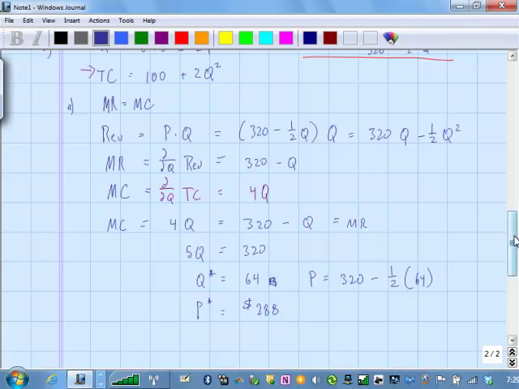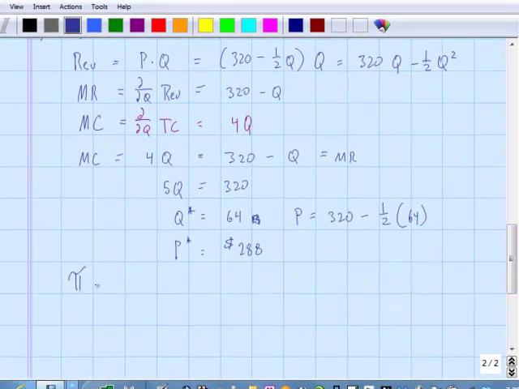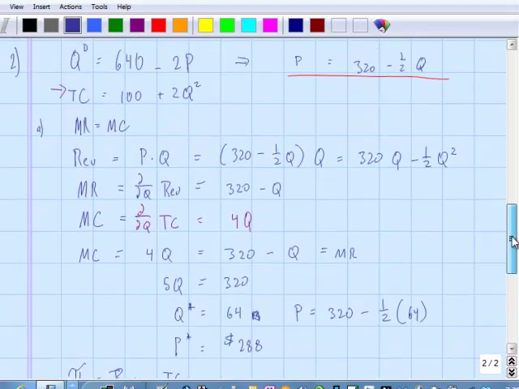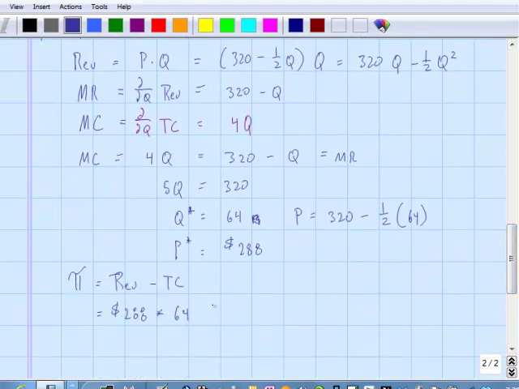Last thing we were asked to do is figure out the profits. So profit is going to equal revenue minus total cost. Revenue is P star times Q star. P star is 288. Q star is 64. Total cost function, go back up and look at it again. 100 plus 2Q squared. 100 plus 2, my optimal Q is 64 squared. So your profit is 10,140. So that solves part A.